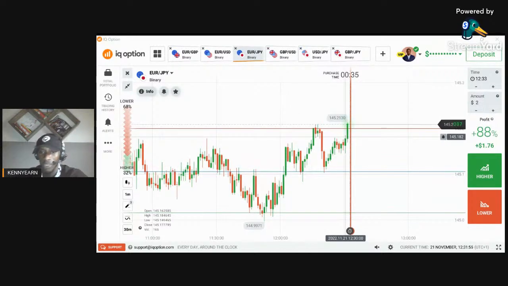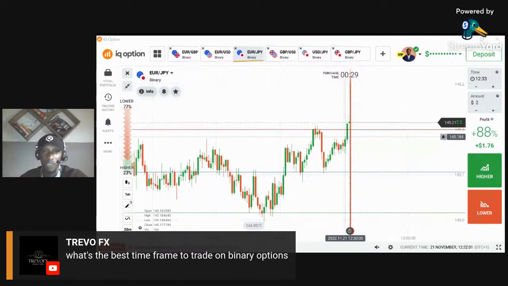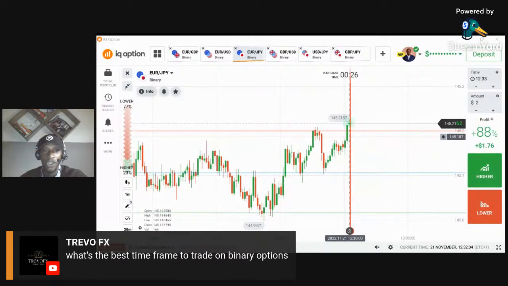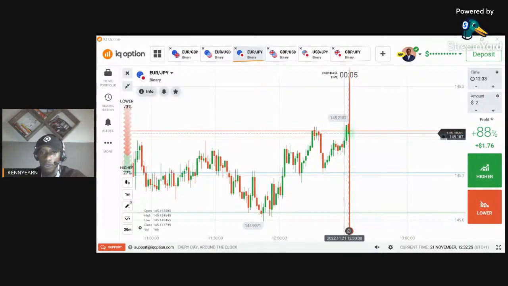So what's the best time frame to trade on binary options? Binary options is basically short-term trading. So since it's short-term, it's basically 1 minute and 5 minutes. That's what I use, 1 minute and 5 minutes. I've not seen anyone trading other than that. Binary options is basically just short-term trading. That's what it's all about. So 1 minute and 5 minutes. I don't know any other best time frame you might want me to talk about.